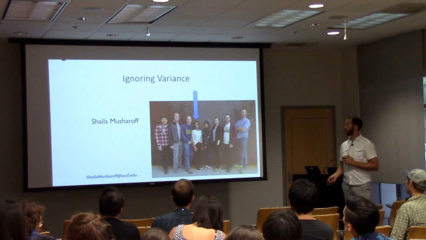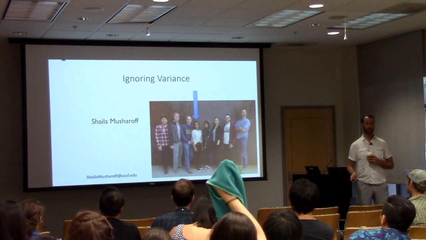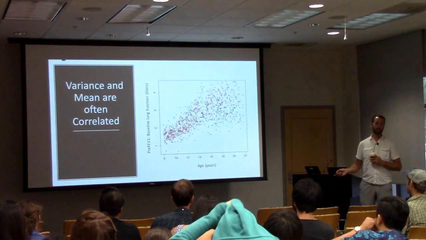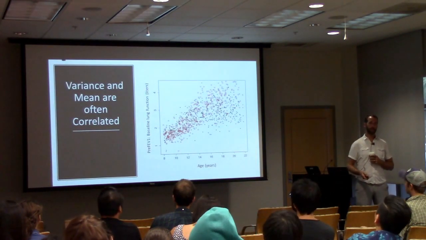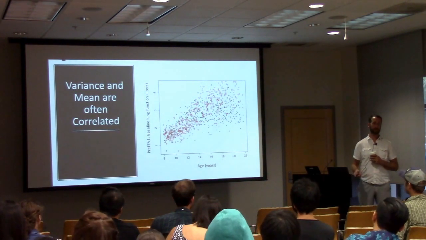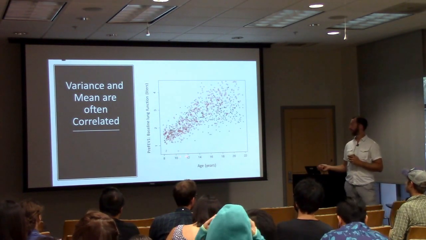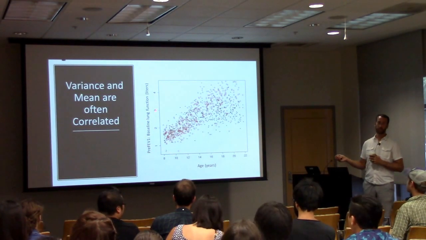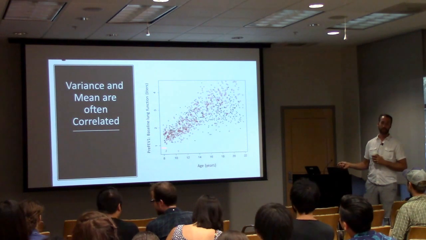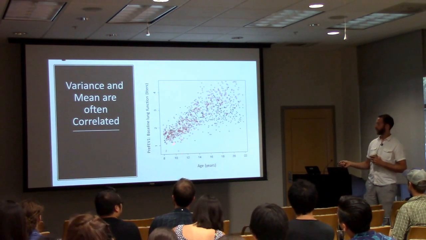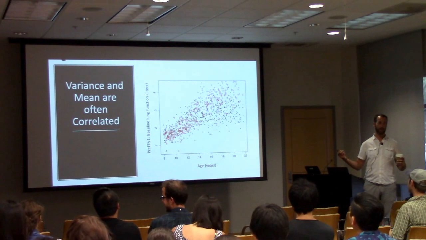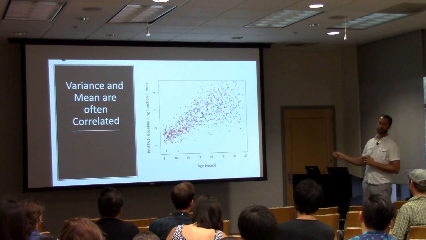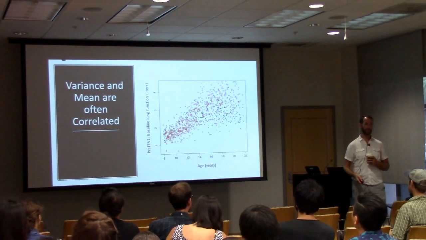Okay, so the second thing I'm going to talk about is ignoring variance. For a lot of phenotypes, variance and mean are correlated for pairs of phenotypes. So here's some data we have on FEV. It's a measure of lung function, and here is age. You can see that as you get older, while you grow, your lungs get bigger. But the other thing you can see is that the error is also increasing with age.